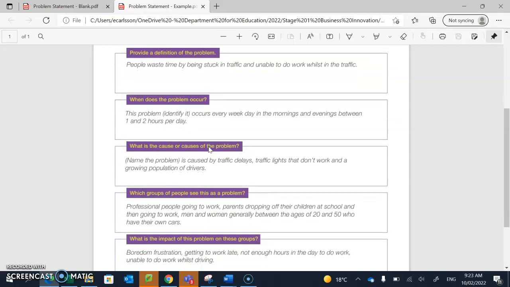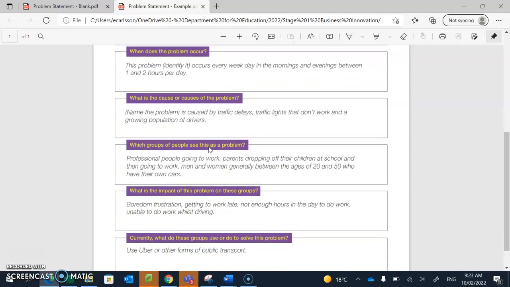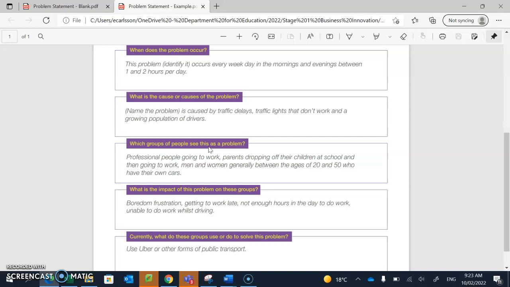It is caused by traffic delays, traffic lights that don't work, and a growing population of drivers. People impacted by this problem are professional people or people going to work, parents dropping their kids off at school, men and women generally between the ages of 20 and 50 who have their own cars. That can come later.